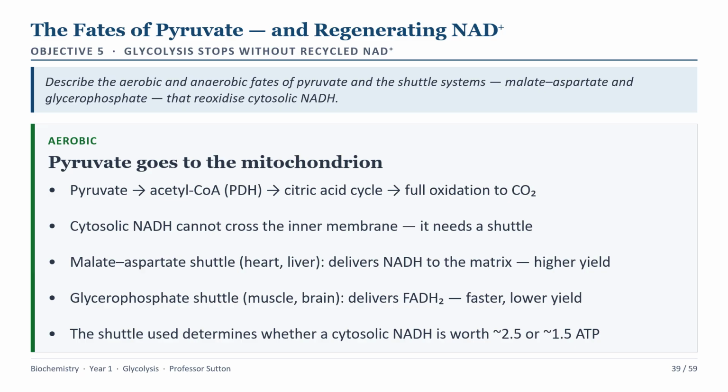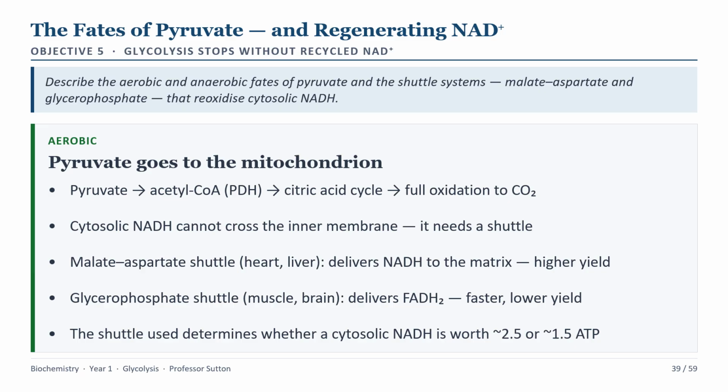Lactate production is not failure. It is the solution to an NAD+ problem. The lactate itself is recycled, not discarded. Glycolysis has produced pyruvate and NADH. The NADH is a problem before it is an asset, because unless NAD+ is regenerated, step 6 stops and the whole pathway halts. Everything on this slide describes a solution to that problem.